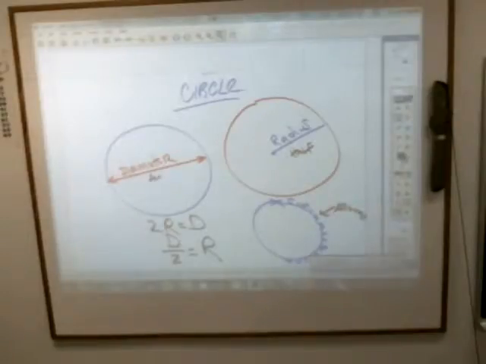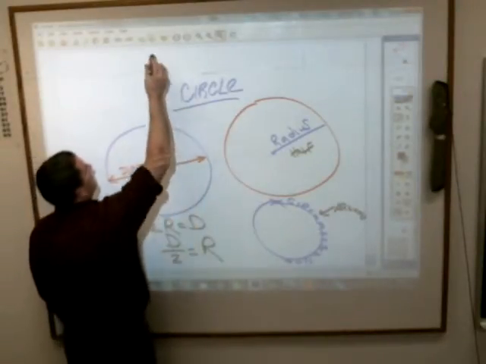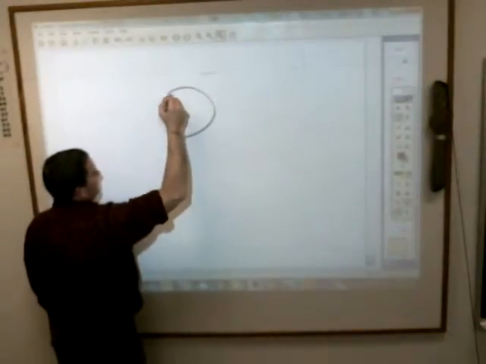You are 7th grade now, so we just throw little letters in there for words, because you can handle it, right, Sam? 2 times radius equals diameter, diameter divided by 2 equals radius. Now, the formulas that you need to understand and know here are these.